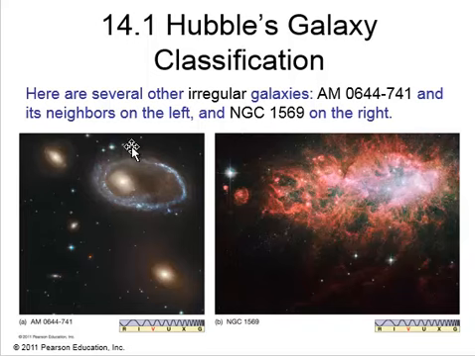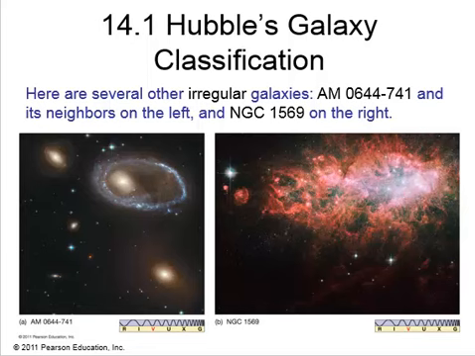And then here on this side is another galaxy. This is NGC 1569, and this irregular galaxy has an explosive appearance, and so this might be the result of recent star formation and nova creation. So, but there's just some pictures of irregular galaxies there for you.